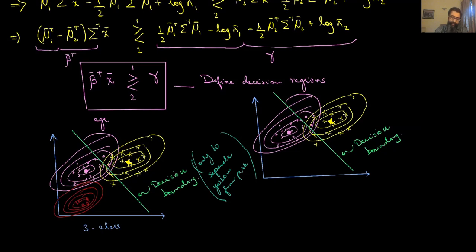Now, if I compare yellow with red, I'm going to get another boundary, right? So let's say that boundary turns out to be something like this. So this is a separation between red and yellow.